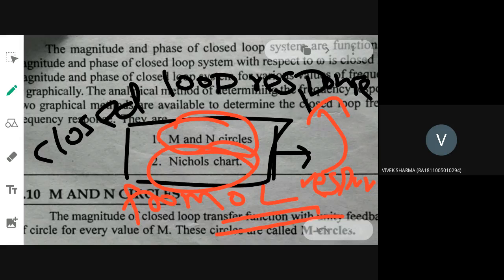No, Nichols is different from polar. Polar or Nyquist is the same. No, Nyquist plot and polar plot are almost the same. I will tell you when I am discussing Nyquist stability criterion. There is another criterion called Nyquist stability criterion. In that criterion also you will use the polar plot only. That's why the name is the same.